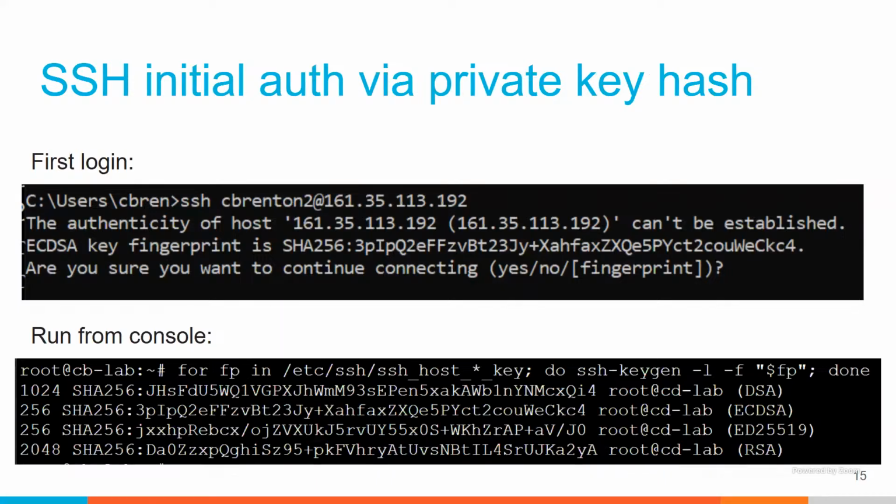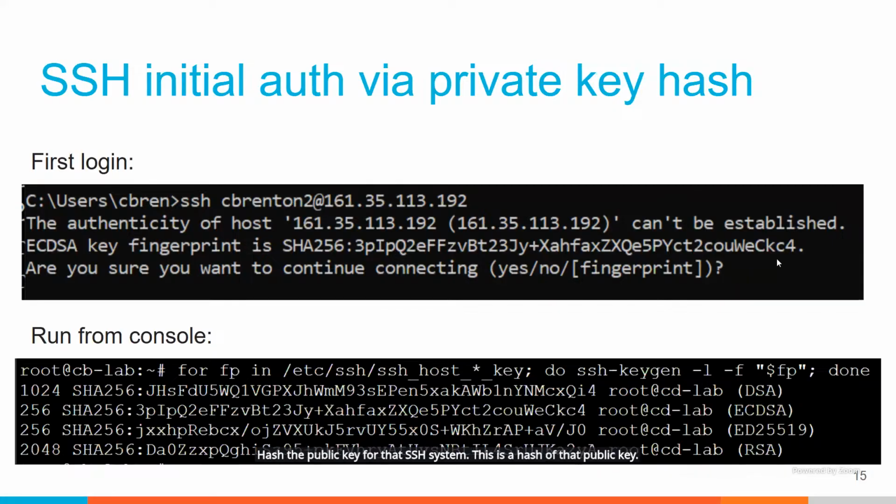Other possibilities we've seen are things like this. Think about the first time you log into an SSH server. What happens? You get a message similar to this: the authenticity of the host you're connecting to can't be established. Here's its fingerprint. Do you want to continue? We've all seen this. What does this mean? What's going on? Here's what's happening. The server is using whatever algorithm is identified, in this case SHA-256, to hash the public key for that SSH system. This is a hash of that public key.